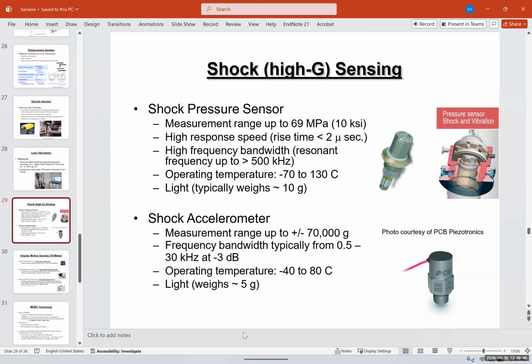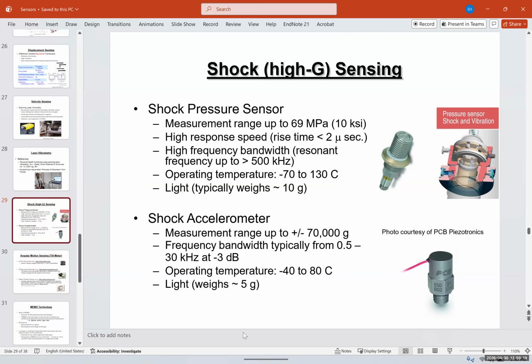Then we have shock or high G sensing. These are used, for example, in airbags. These are shock pressure sensors. The measurement range is up to 69 megapascal or 10 KSI. They are also sometimes used in air pressure and high pressure situations as well. They have high response speed, rise time less than 2 microseconds. They have high frequency bandwidth. The operating temperature is -70 to 130, and they are very light.